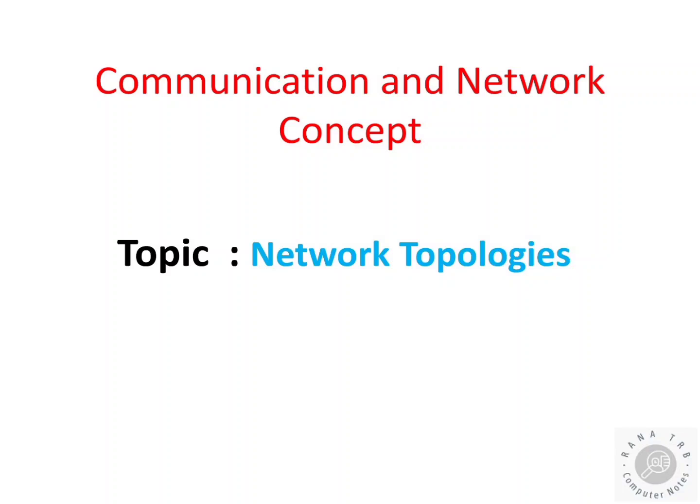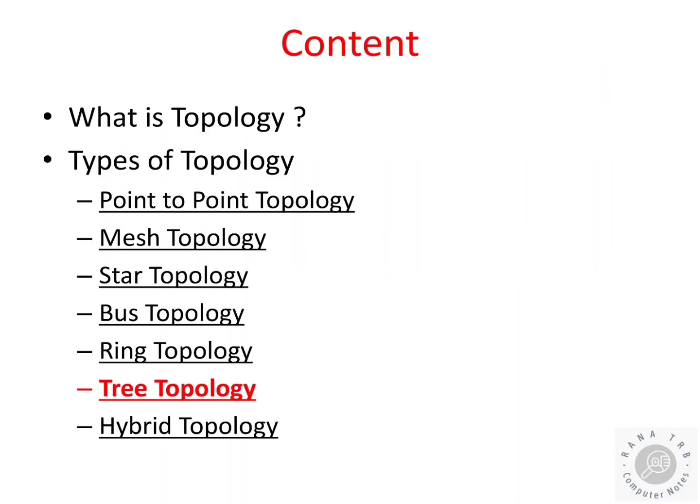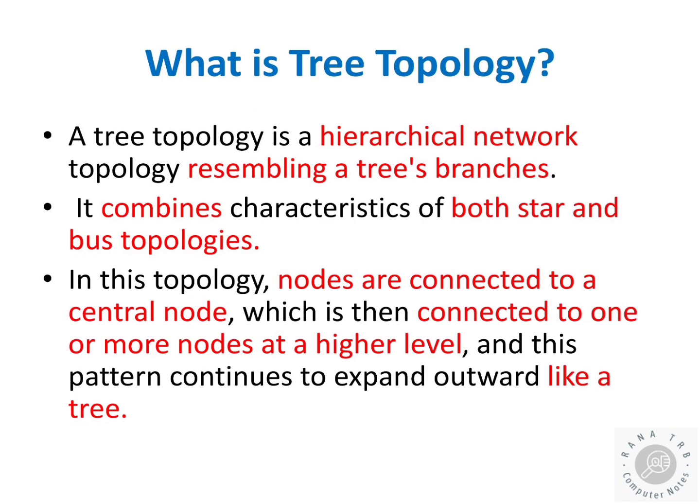Next topology that we are going to see is a tree topology. In tree topology, we are going to see how it works, its advantages and disadvantages. What is tree topology? It is a hierarchical network topology, resembling tree branches. It is a combination of both star and bus topologies.